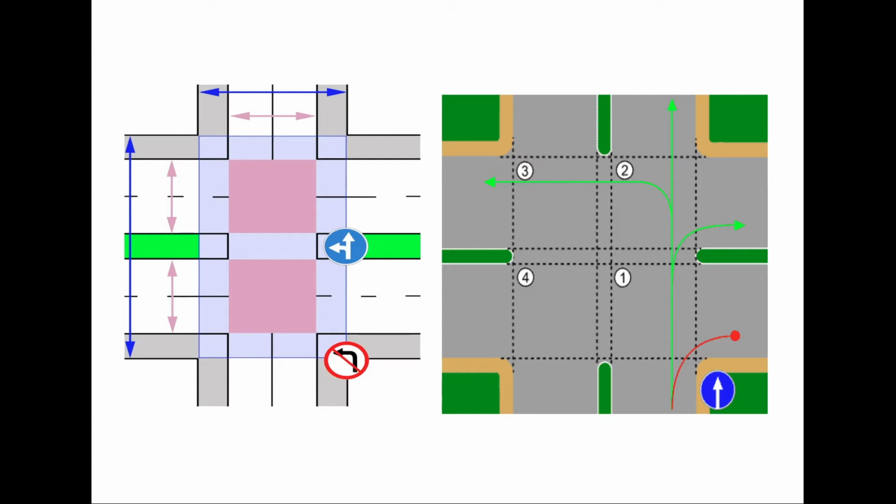You understand that? These red ones. Red ones are carriageways, carriageway crossing areas. And this blue one, big, it's a crossroad.